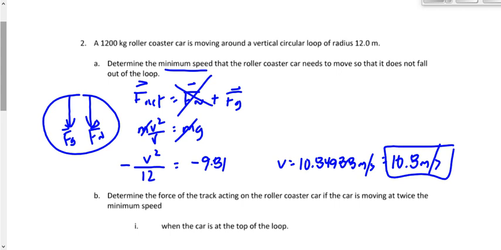Now, some of you said 10.9 meters per second, and I marked that correct, 10.9, because I see exactly where that came from, right?